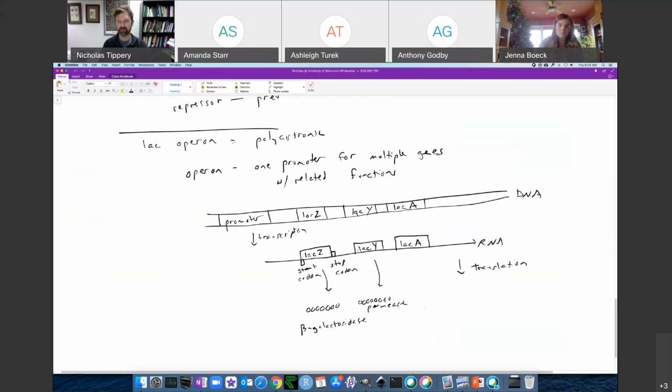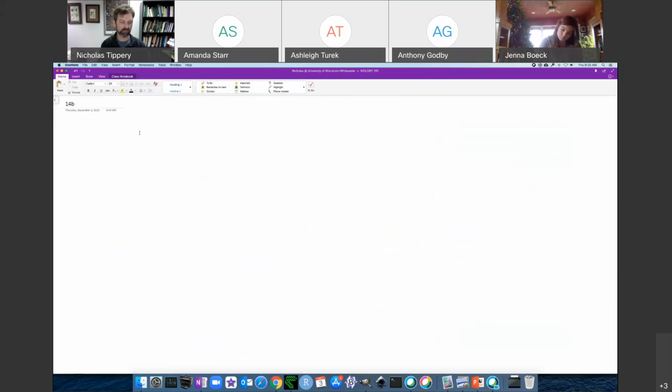And in bacteria, the RNA molecule can contain instructions for three or more different genes. So in the Lac Operon example, we've got these lacZ, lacY, lacA genes, and they're all contained in the same unit, the same unit that gets transcribed.